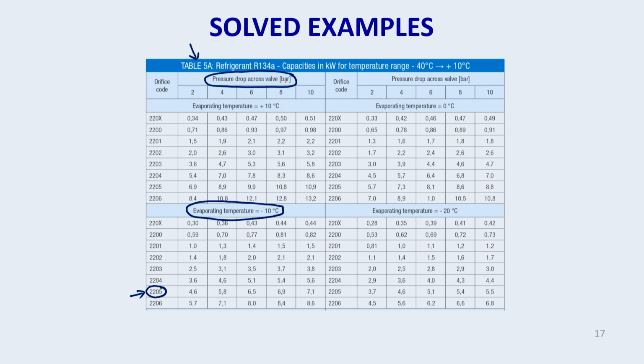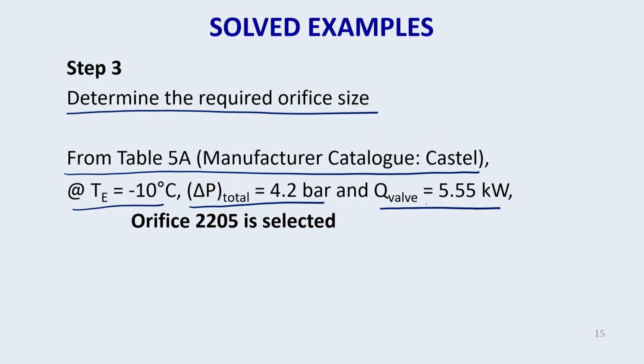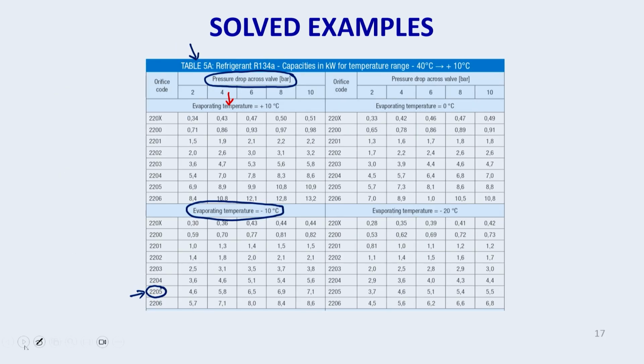Similarly, for the pressure drop, our pressure drop is around 4 bar, so we have to check this. Corresponding to this, the pressure drop is around 4.2 bar, Q valve is 5.55 kilowatt, and here it comes around 5.8. We don't have exactly 5.5 valve capacity in the table, so I have taken the next highest, 5.8. The orifice code series is 2205.